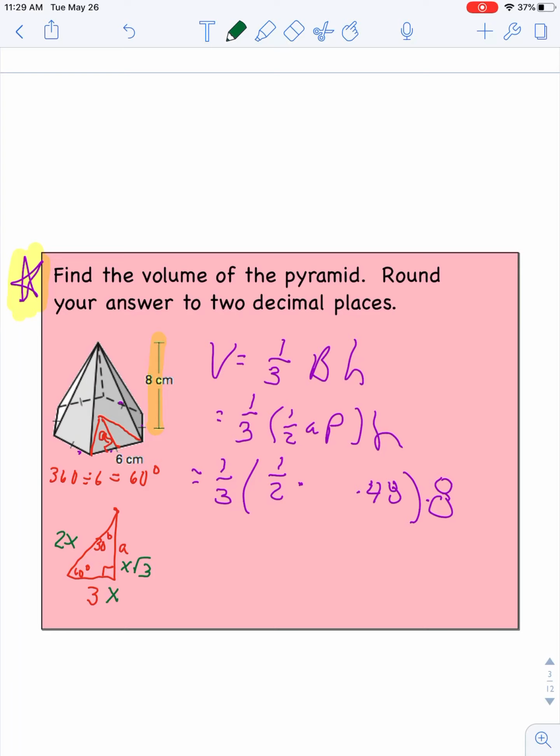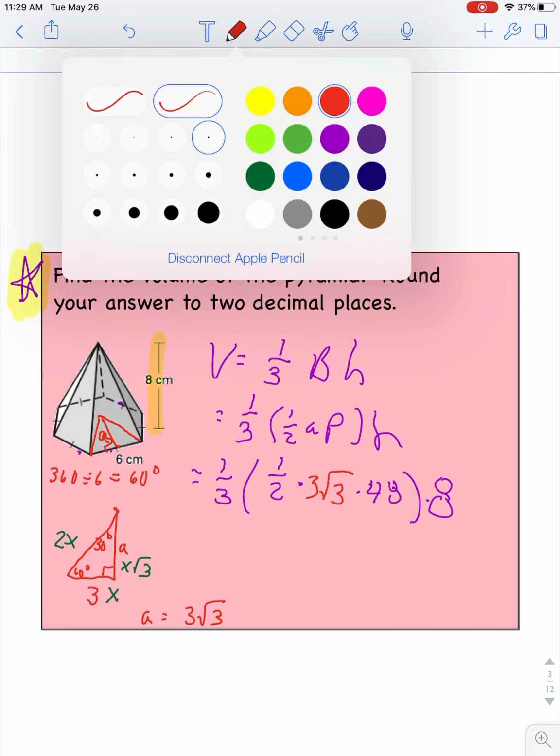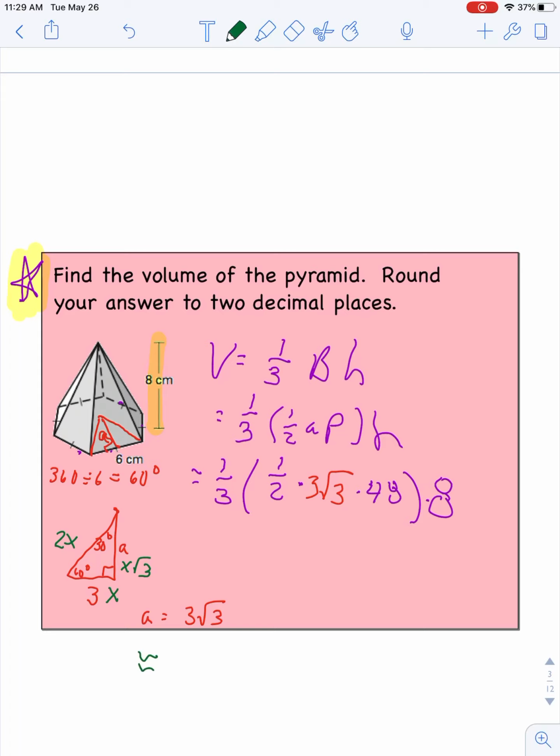So that makes our apothem right here 3 root 3. So we can put in 3 root 3. Or if you want to get a decimal approximation for that, you could do that also. That'd be about 5.2. But I just like to usually leave it all together. So now if we multiply all these things together to get our volume, we should get approximately 332.8 centimeters cubed. Now this says round to 2 places.